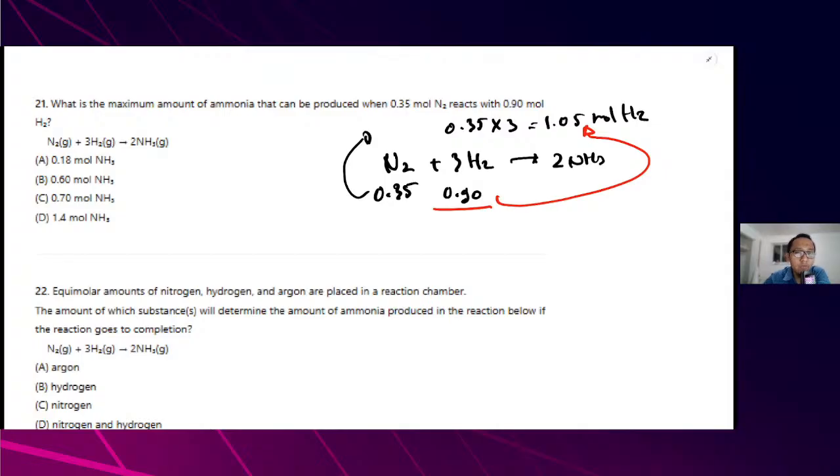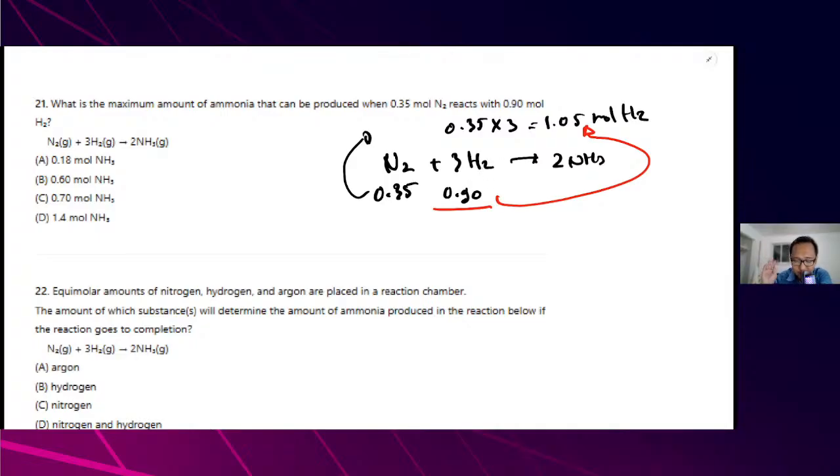Which is less than required. Therefore, we can determine the limiting reactant over here. Which one completely runs out? The first compound that will run out is H2. So H2 will be the limiting reactant.